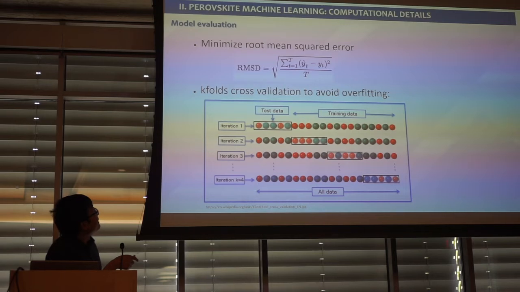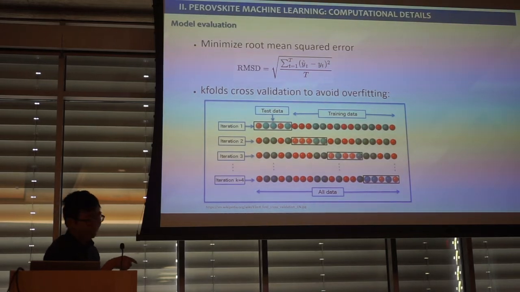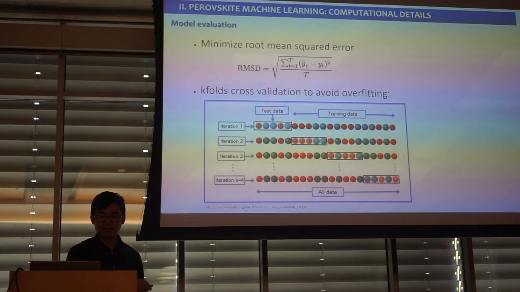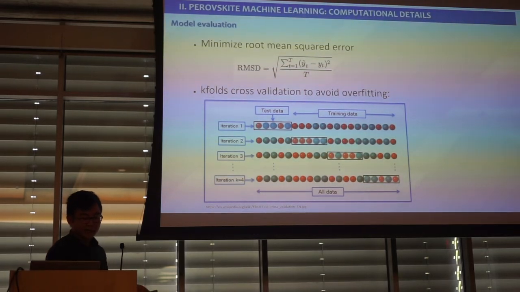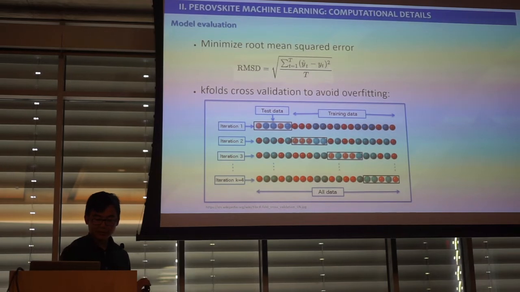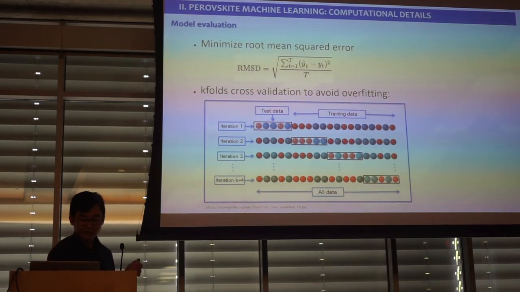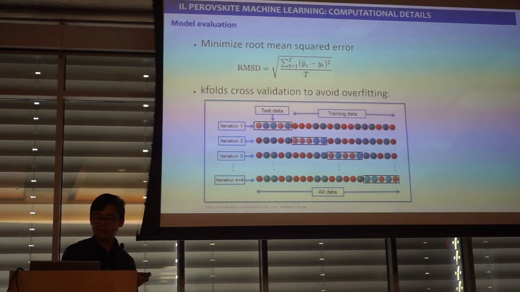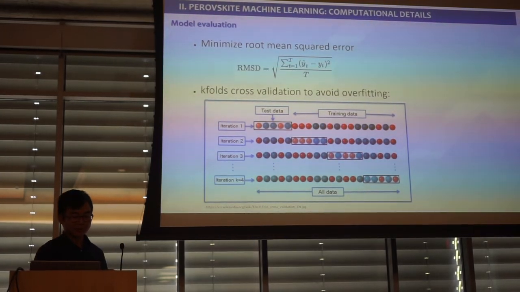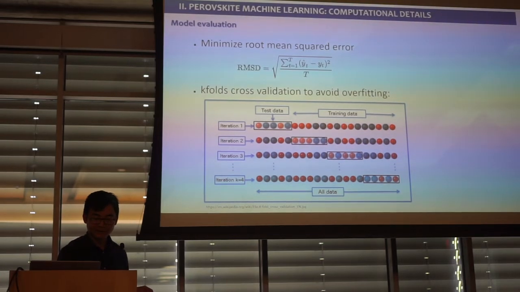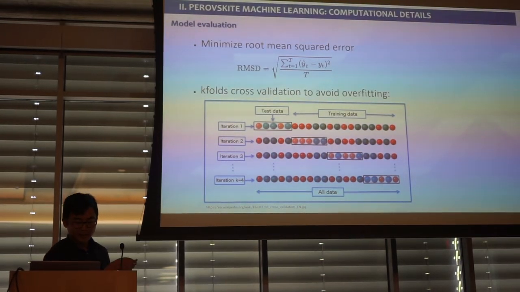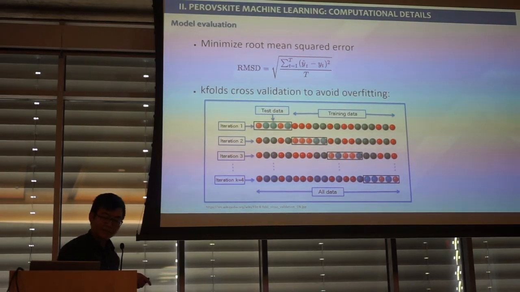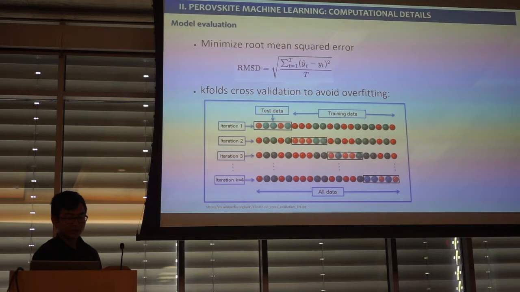Okay, so here's how we evaluated our model. We used something called the root mean squared error, so you can see that in that equation up there. Basically, this is a measure of how far our model deviates from the true values. Ideally we want a root mean squared error of 0, but that's not practical. Usually we have some kind of value for that. And we use something called k-fold cross-validation to avoid overfitting.